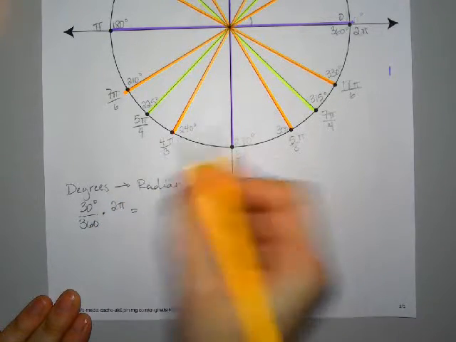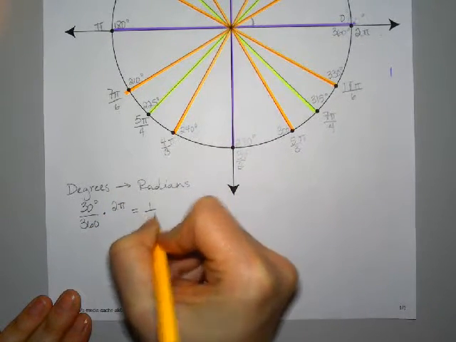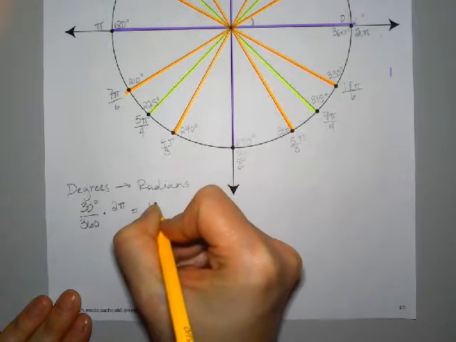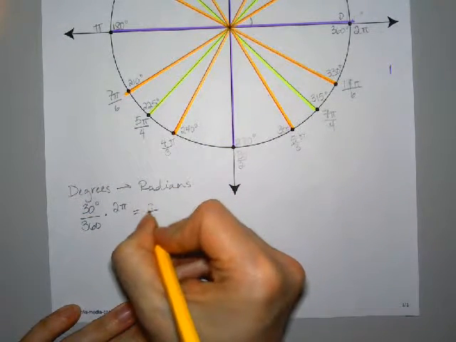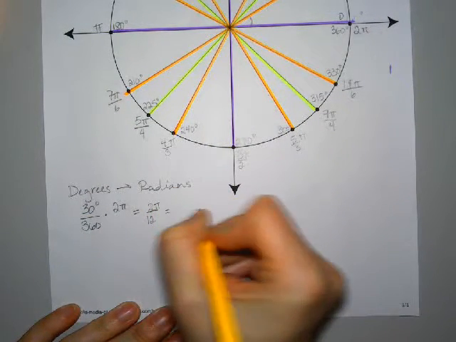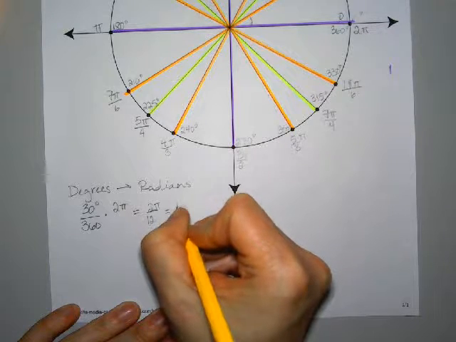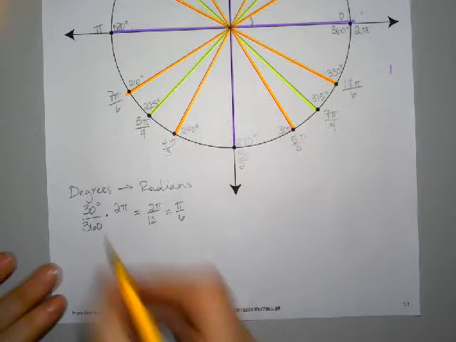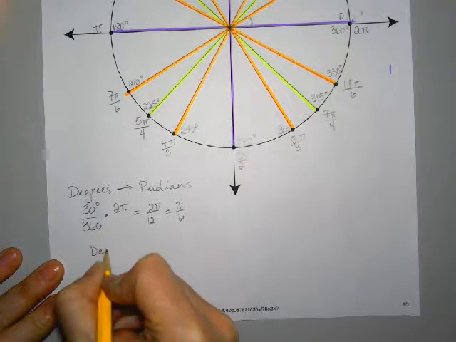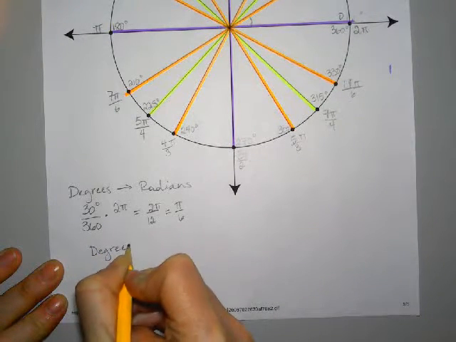How do you suppose we'll go backwards from radians to degrees? Say again? Yep. So radians times 180 divided by pi. Basically just the inverse of this.